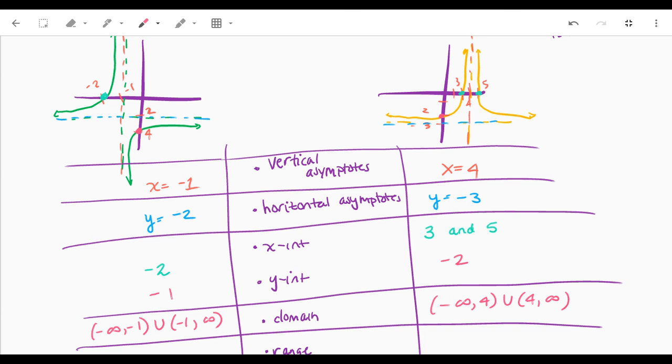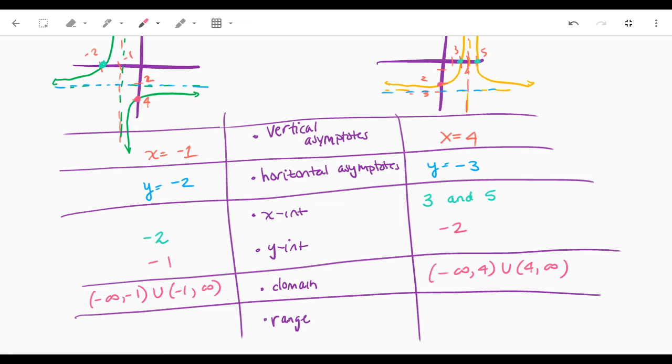For the green one, the range is going to be similar. There's just one y value that we can't equal, and that's where the horizontal asymptote is at -2. So negative infinity to -2 and -2 to infinity. Okay, so again, we can't equal the y-intercept and we can't equal the x-intercept.